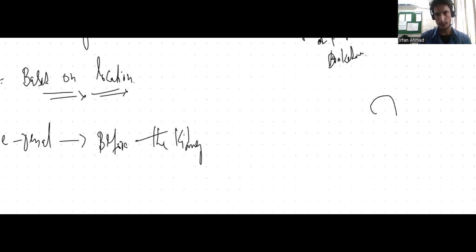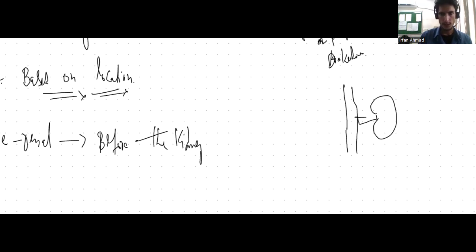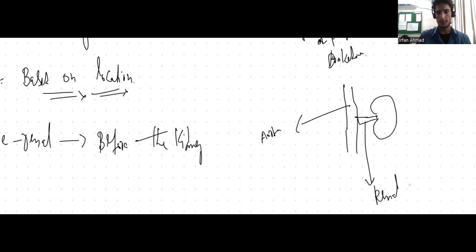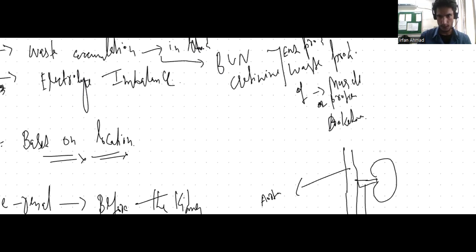This is our kidney. This is the aorta, which carries blood from the heart to the kidneys, and this is a renal artery. Before the aorta, there will be the heart. I am making superficial diagrams so we can understand it.